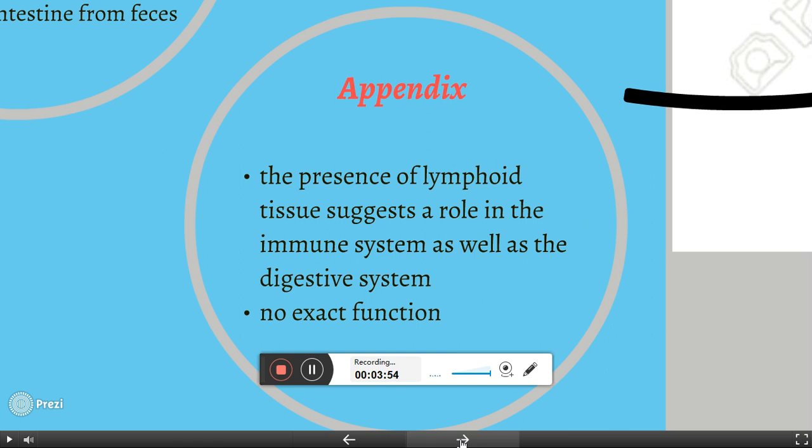It extends from the inferior end of the large intestine cecum, a narrow pouch of tissue which resembles a worm, giving it the alternate name vermiform appendix. It is located in the right iliac region of the abdomen, and it is about 4 inches long and 1/4 inch wide. It is also made up of the 4 tissue layers like the rest of the digestive tract. The presence of lymphoid tissue suggests a role in the immune system as well as the digestive tract, but there is no exact function for the appendix.